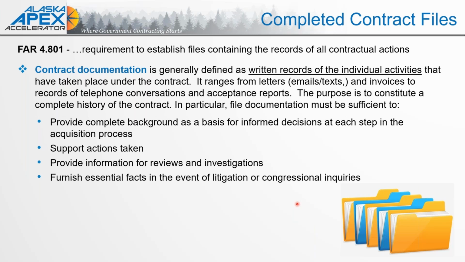So, completed contract files. The contract documentation is generally defined as those written records of individual activities that have taken place under the contract. Currently, so much of our day-to-day contract documentation is electronic. So this is where we want to look at all of the documentation that traditionally would be paper and make sure that you have those electronic supporting documents.